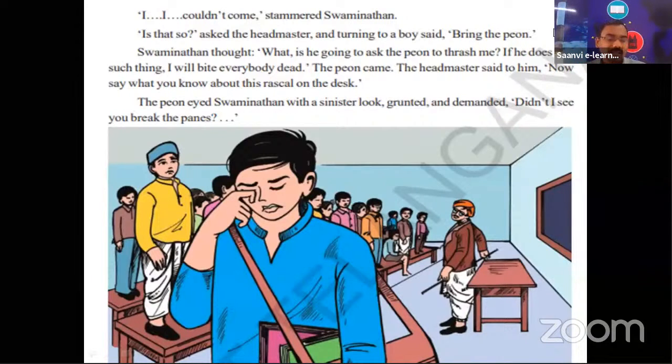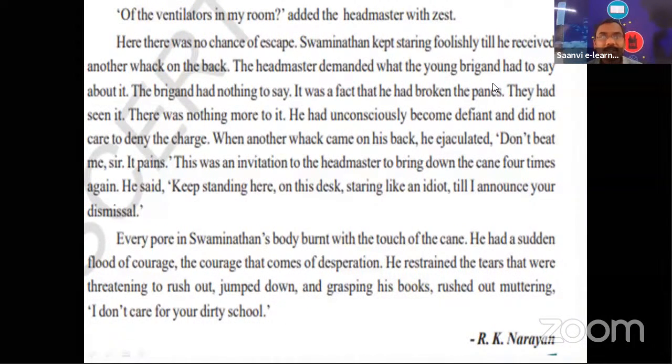Panes means the glasses on a window. So in your window, the window panes are the glasses. And in the case of ventilators also, panes will be there with the glasses. So, "Didn't I see you break the panes of the ventilators in my room?"